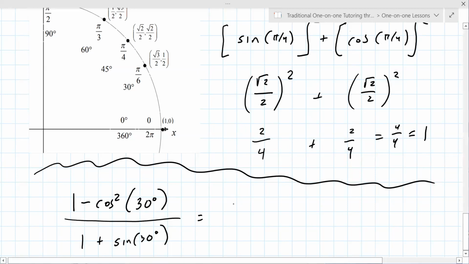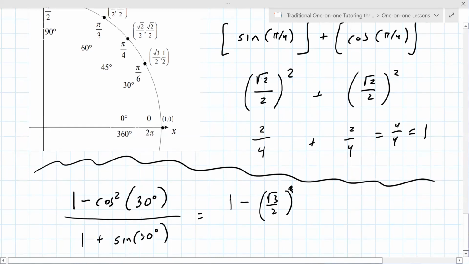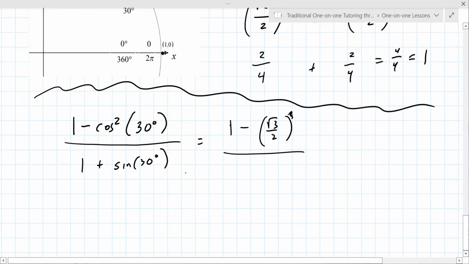All right, do you have an answer on this one? 1/6. Okay, so did you get square root of 3 over 2 squared for cosine 30? Yes. Okay, and then sine 30 is 1/2. So on the bottom, it is 3/2. Hopefully you got that. And then 1 minus, so when you square the square root of 3, that becomes 3, and the 2 goes to 4. So 1 minus 3/4, you can think of 1 as 4 over 4.